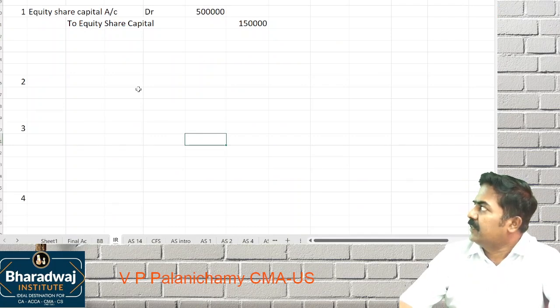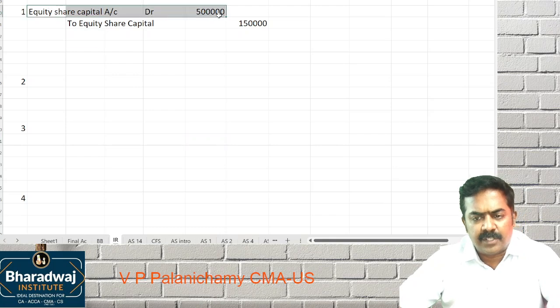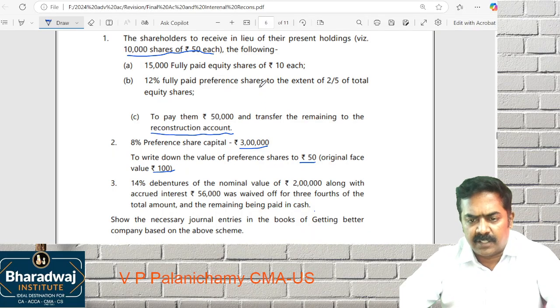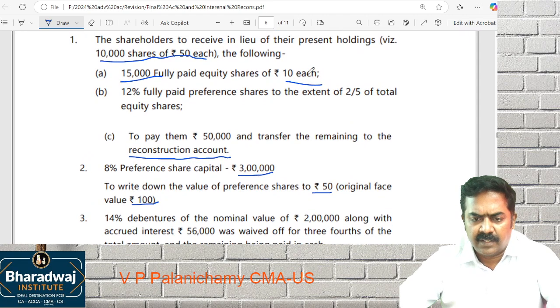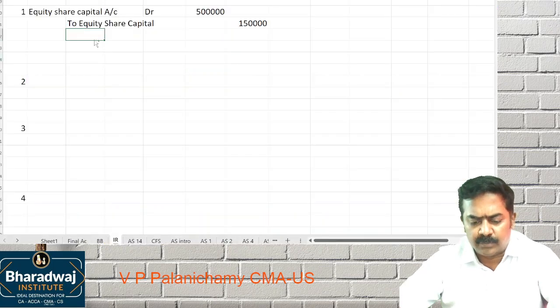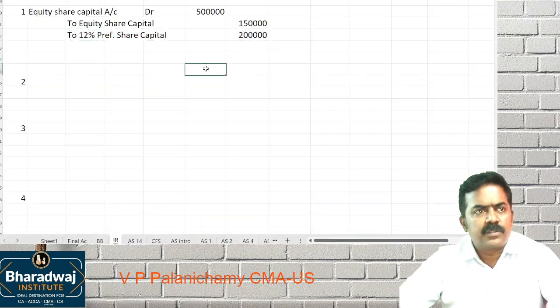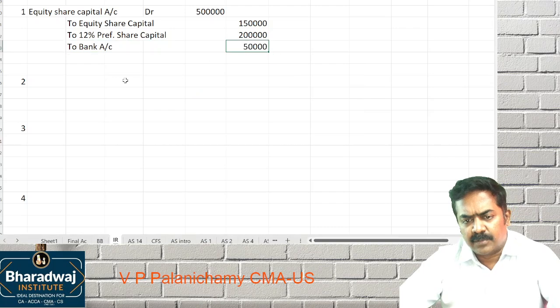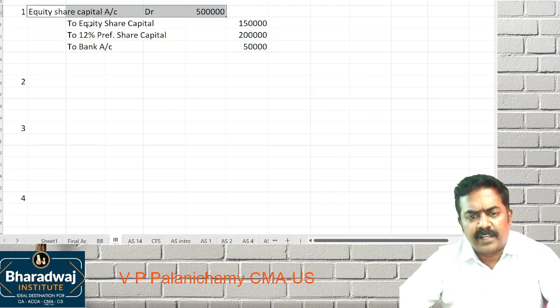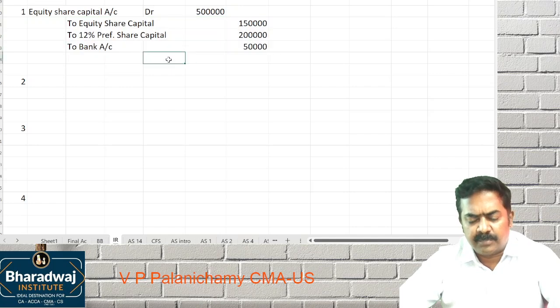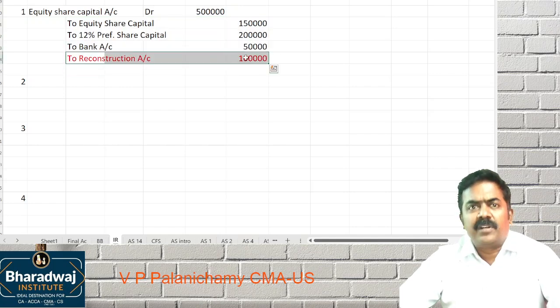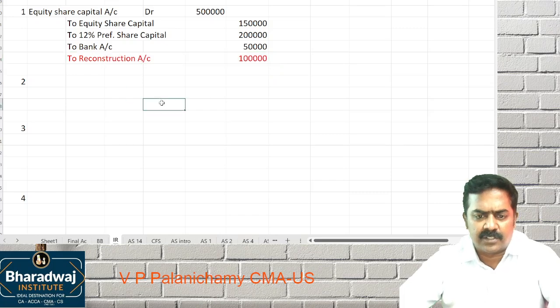First one, what is the entry we need to pass? Old equity share capital account debit to new equity share capital. How many shares are given? 15,000 shares of 10 each, 1,50,000. 12% preference share capital will be for 2/5 of the amount. That will be how much? 2 lakhs. How much is paid in cash? 50,000. 5 lakh, this is the old capital debited. This is the new thing exchanged. Balance will go to which account? They use the word reconstruction account, so let us also use reconstruction.